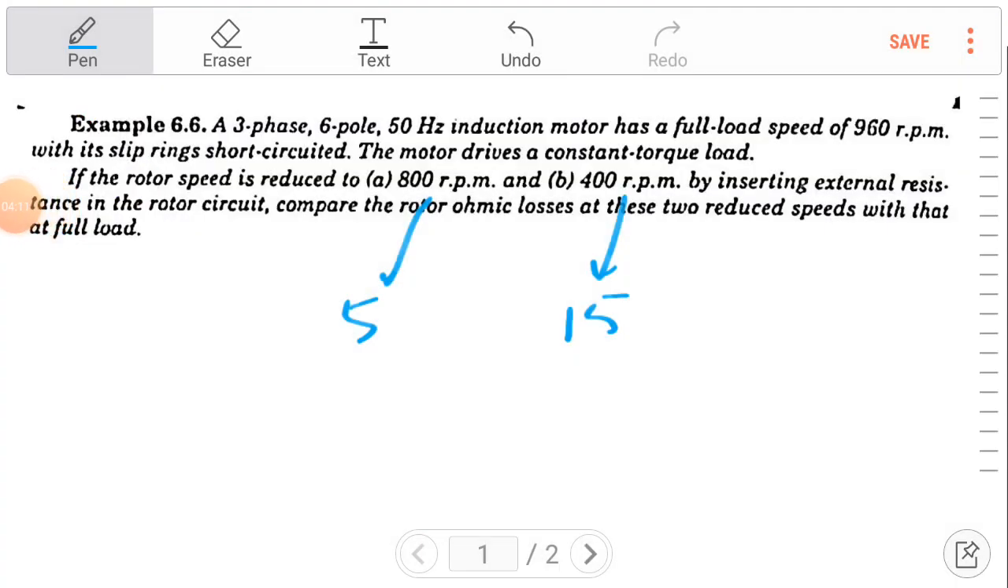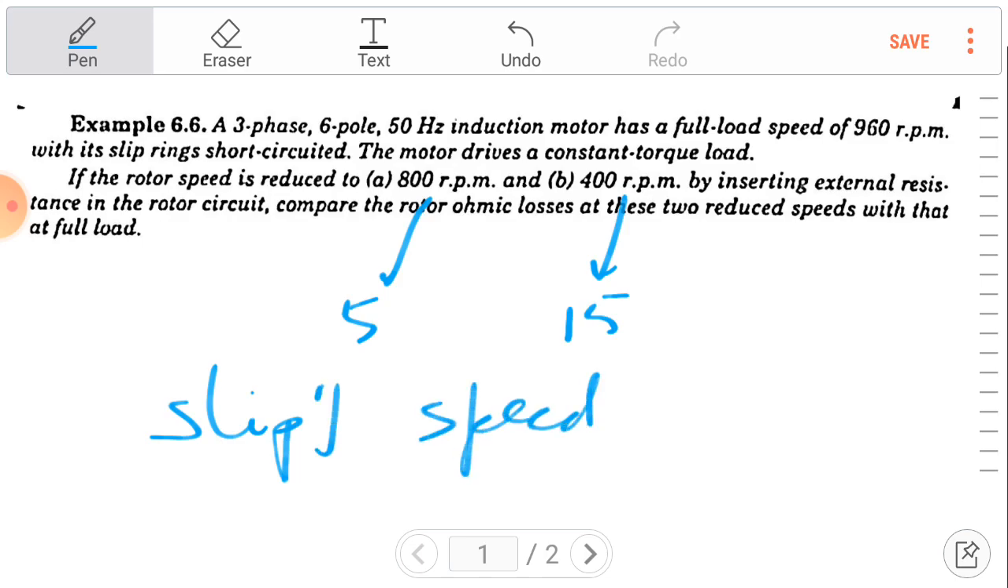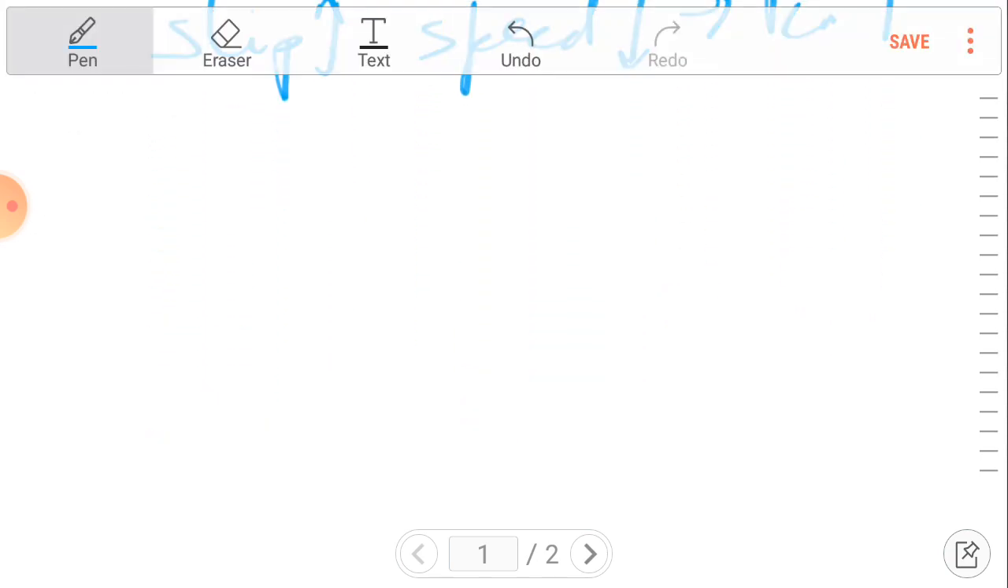So from here the conclusion is drawn that by increasing the slip or reducing the speed, slip is increasing and speed is reducing, then copper loss is increasing. Copper loss is directly proportional to slip, and inversely to the speed. This was a short problem.